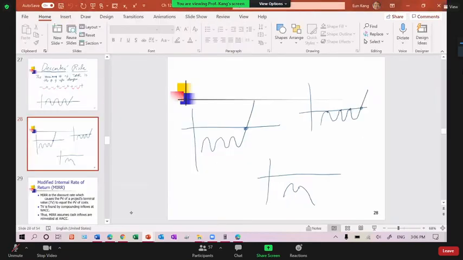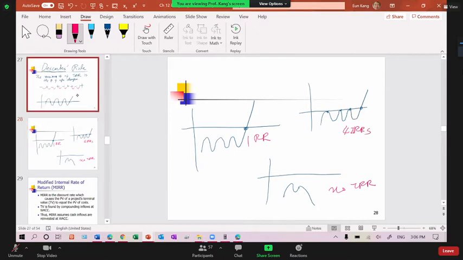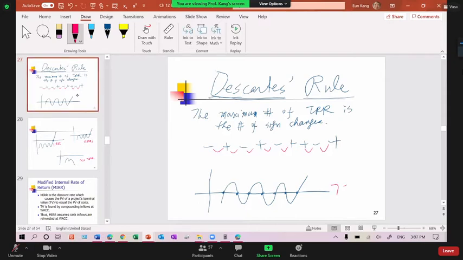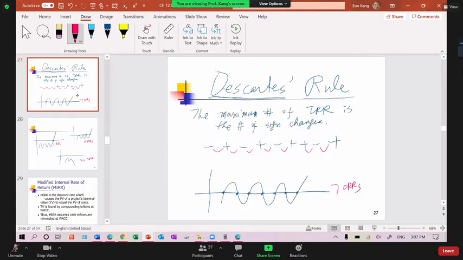Then let's just continue our chapter 12 concepts. So as you know, the IRRs are the big problem. There's no IRR. This is no IRR, right? This is just one IRR. Then 1, 2, 3, 4 IRRs. And here is what? 1, 2, 3, 4, 5, 7 IRRs. So the maximum number is based on sign change.